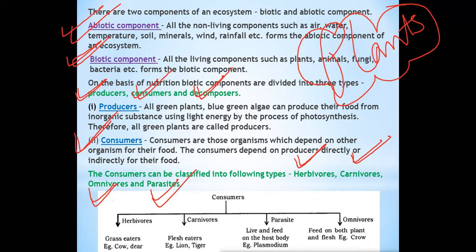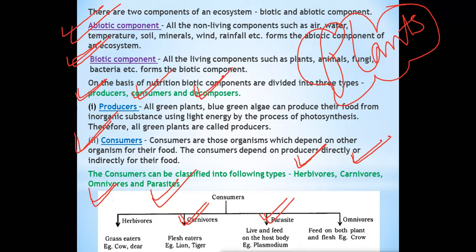So what are herbivores? Herbivores are those organisms which eat only plants. Example, deer, cow. So herbivores are those organisms which eat only plants and grasses. Example, cow, deer, elephant. Next, carnivores. Carnivores are those animals which eat flesh or they eat other animals. Lion, tiger, right?